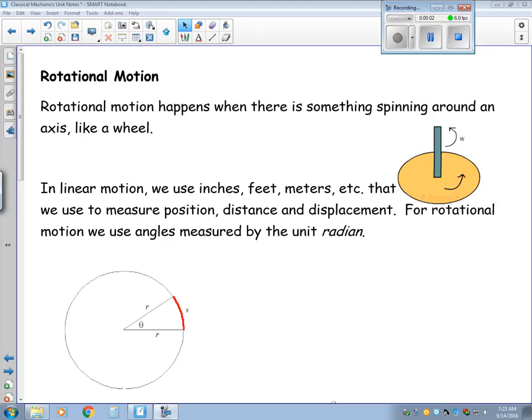This is video 2 for the classical mechanics. So in this one we're going to talk about rotational motion. Rotational motion is whenever we have something spinning around an axle or an axis. So think of a wheel.